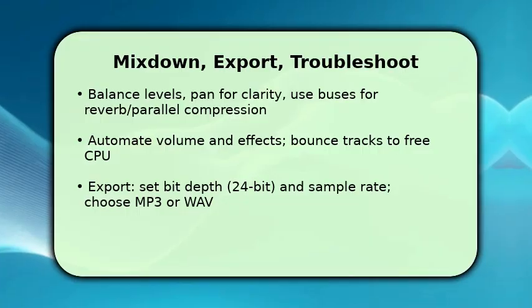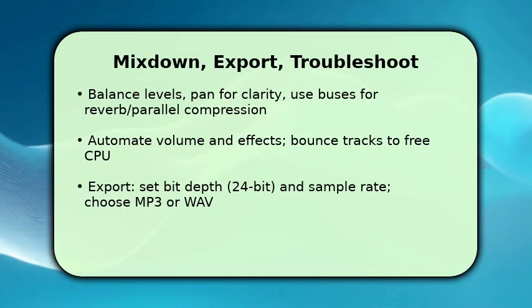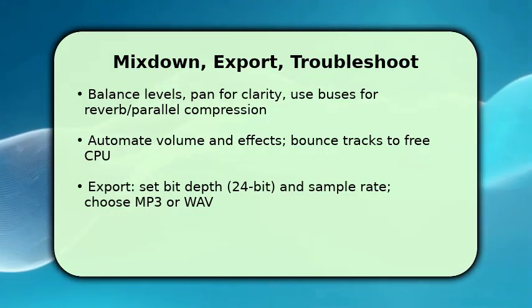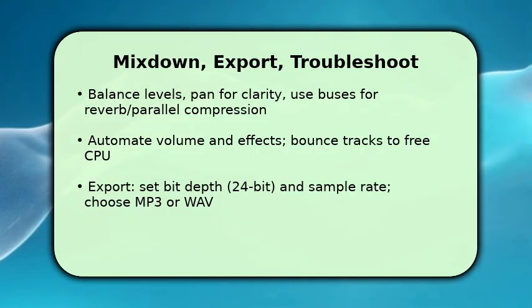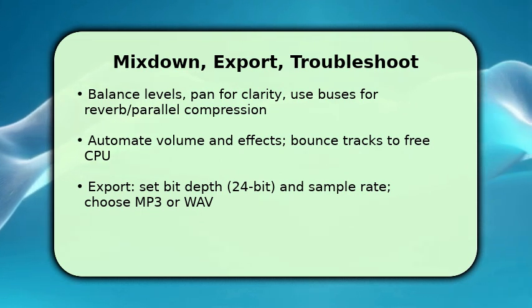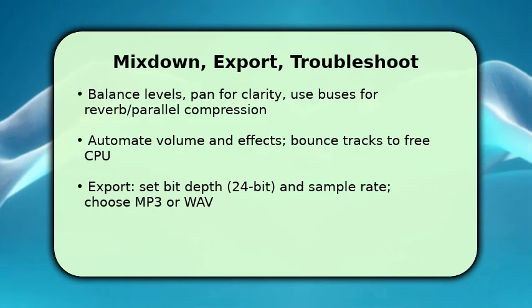Automate volume and effect parameters to emphasize dynamics and avoid static mixes. When your mixdown is stable, bounce tracks if needed to save CPU. Then export with appropriate bit depth and sample rate, typically 24-bit WAV for masters or 16-bit MP3 for demos. If recordings clip or sound thin, check input gain first, then review phase and polarity between mics to fix issues.